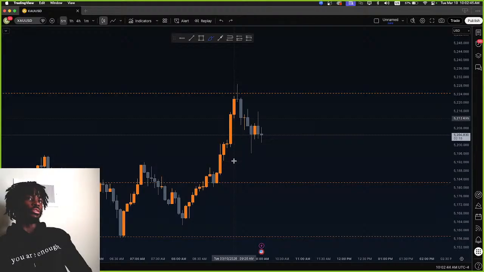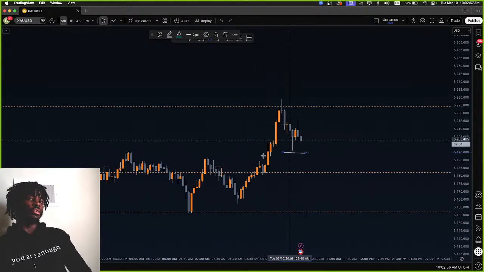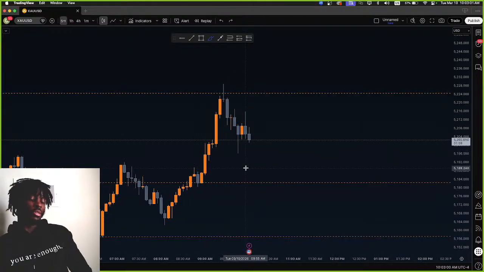If I were to take a trade right now, my stop loss would have to be in a place that would invalidate this setup. Putting my stop loss right here would not invalidate the setup. This is not even a setup in itself. That's why I can't take the trade.